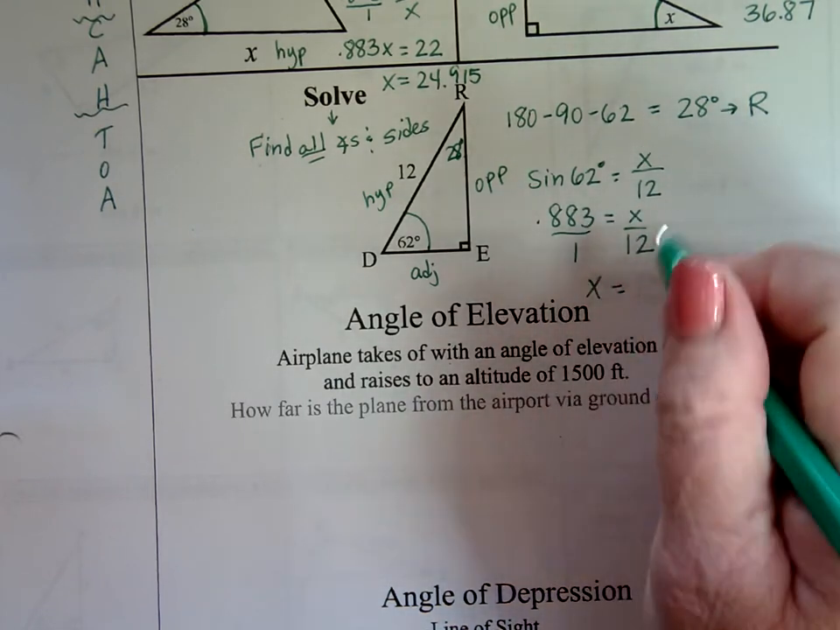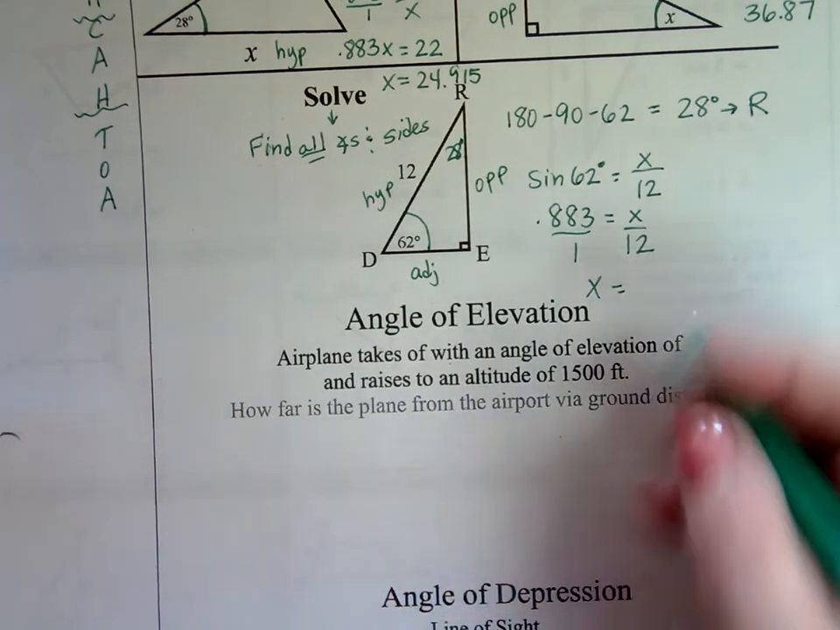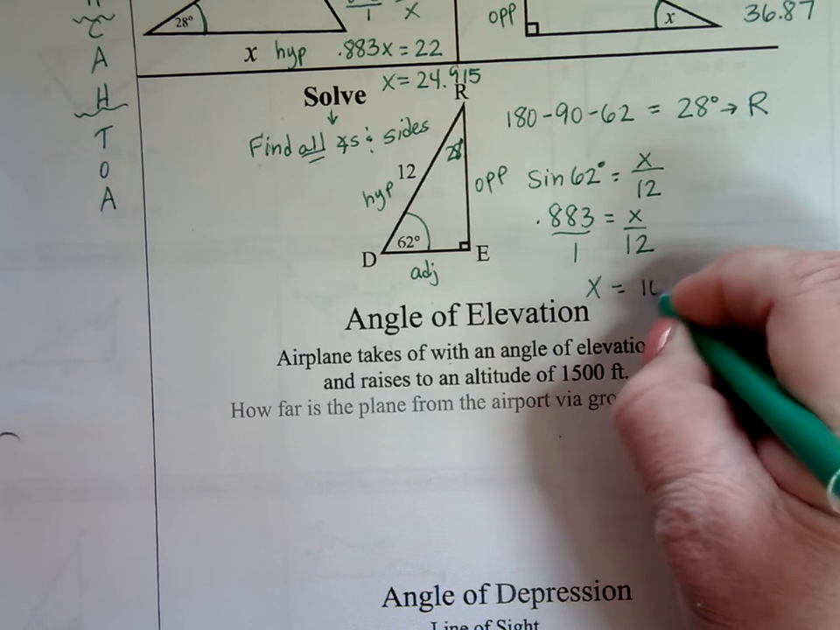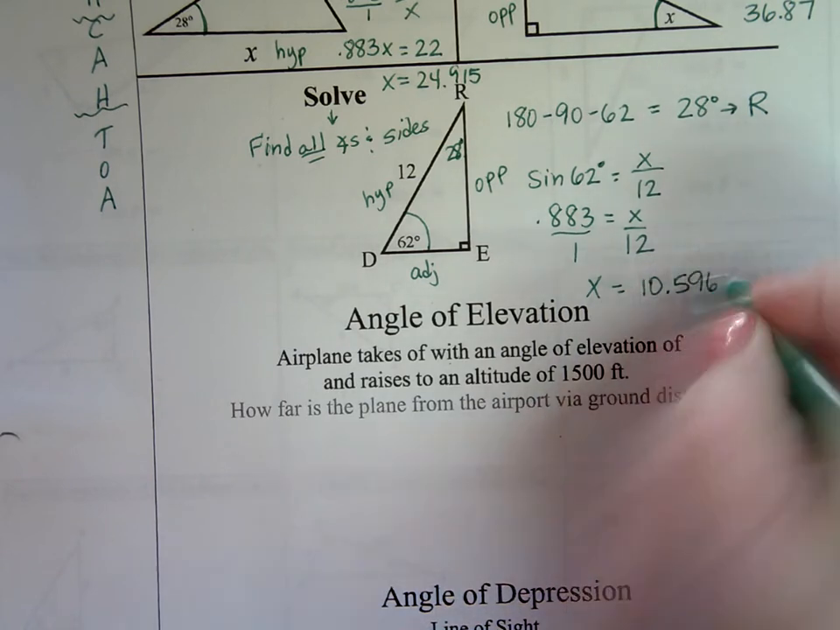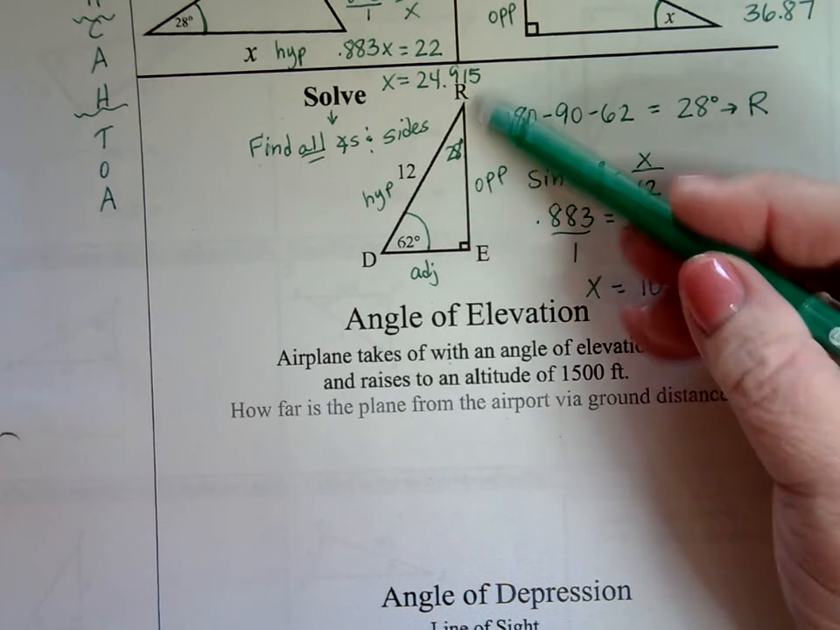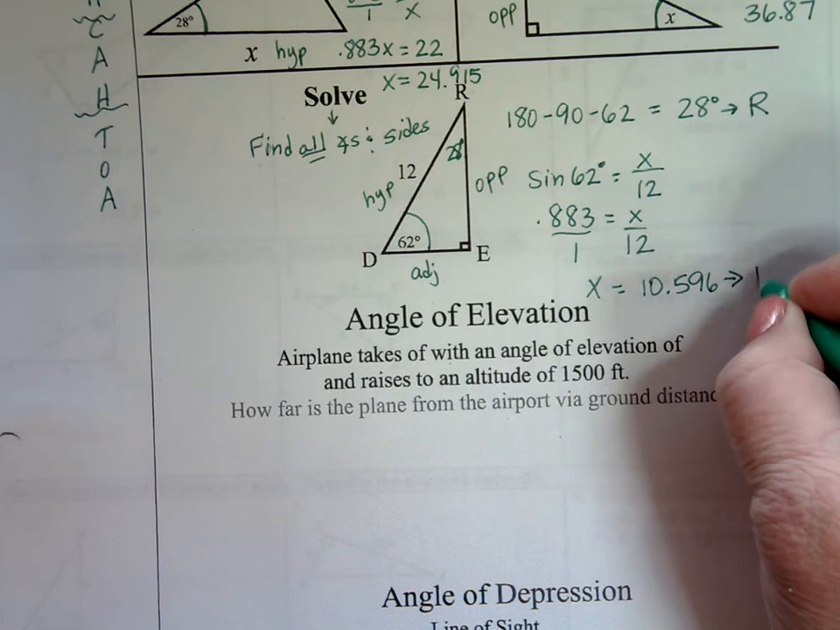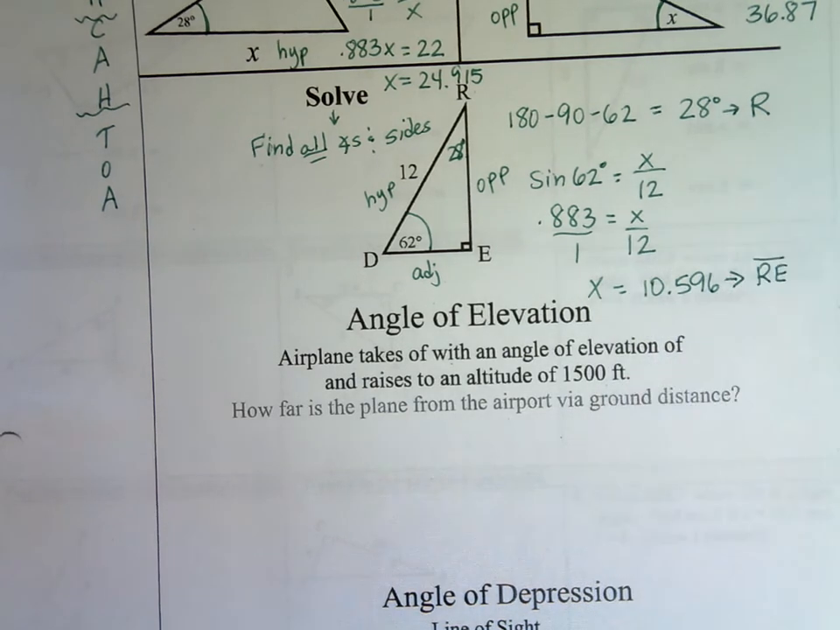0.883 times 12, I don't know, let me try it. 10.596. So that's how big the side would be from R to E. RE. Remember that little segment sign from back in the day of geometry? All right, so now I know what this guy is.